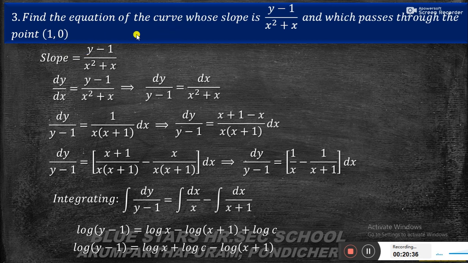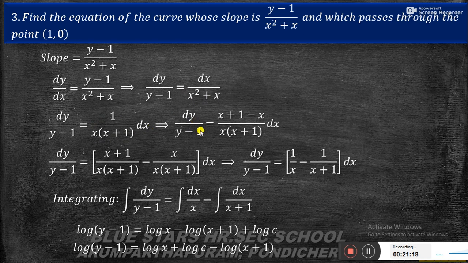Therefore, from the given question, slope equals y minus 1 by x square plus x. That means the slope is dy by dx, so dy by dx equals y minus 1 by x square plus x. Now I group the y terms on the left hand side and x terms on the right hand side: dy by y minus 1 equals dx by x square plus x. On the right hand side, x is common in the denominator, so I take x outside: x into x plus 1, into dx.